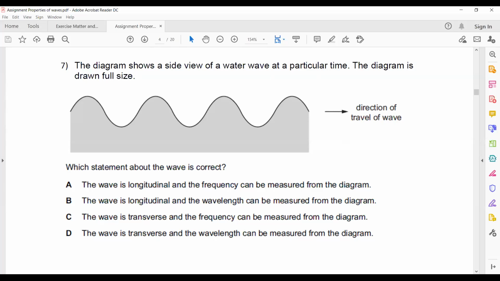So it will be difficult to measure because we don't know. We know how many vibrations, like 1, 2, 3, and 3.5 vibrations. But I don't know how much time it will take for these vibrations. So that's why I cannot find the frequency. I can find the wavelength. I can measure the distance between two successive crests or two successive troughs and get the answer. Is it clear?